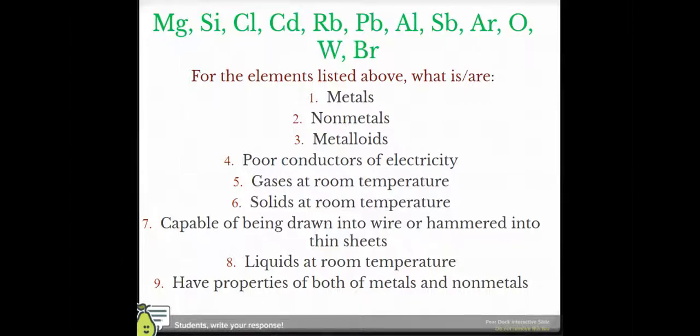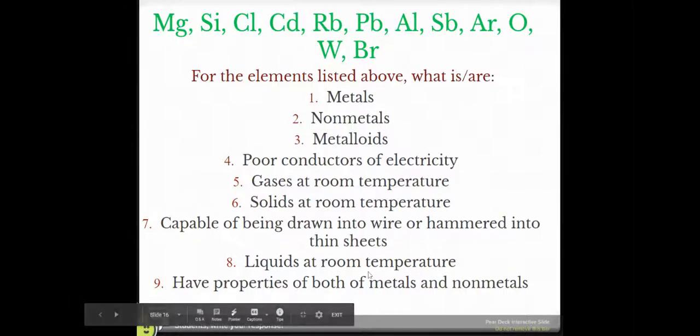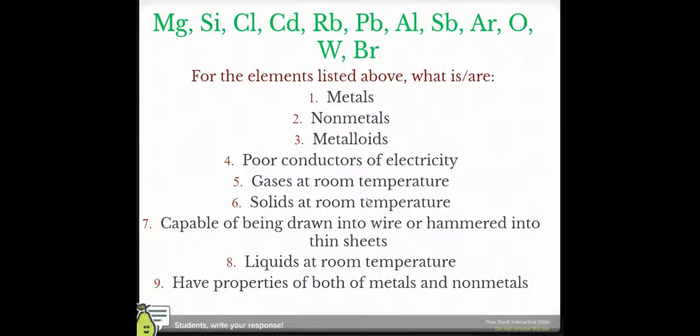For your exit ticket, please use these elements listed above, as well as your periodic table, and tell me whether an element is a metal, a nonmetal, a metalloid, whether it's a poor conductor of electricity, a gas at room temperature, a solid at room temperature, ductile or malleable, a liquid at room temperature, or has properties of both metals and nonmetals, using your periodic table.